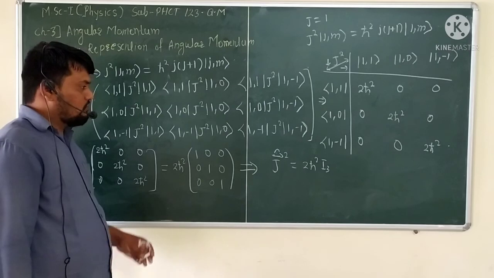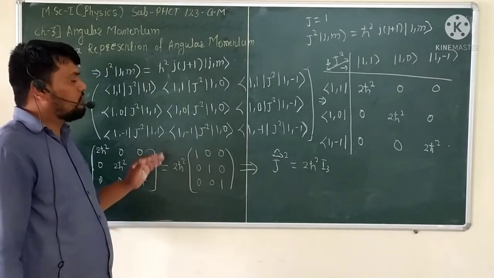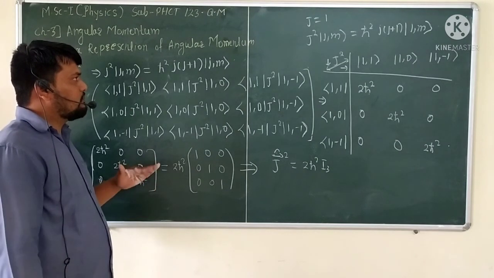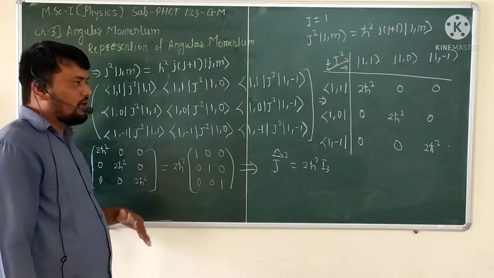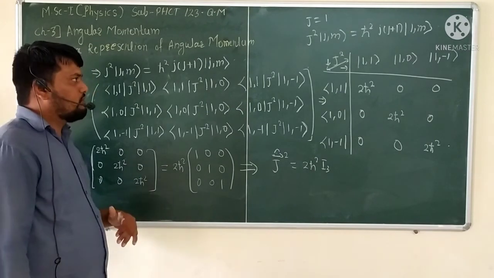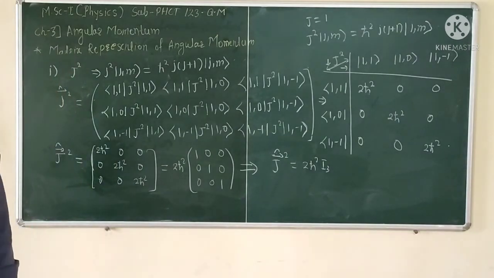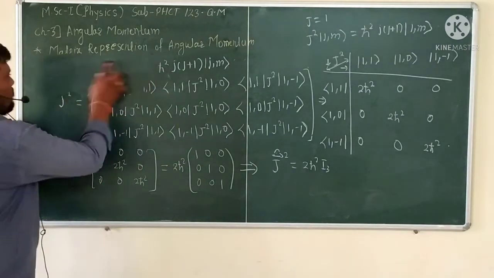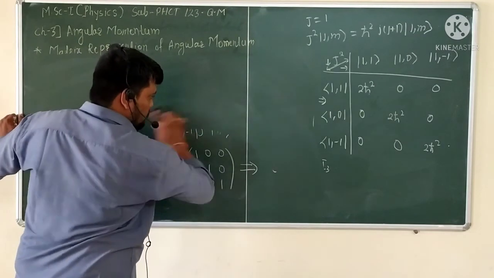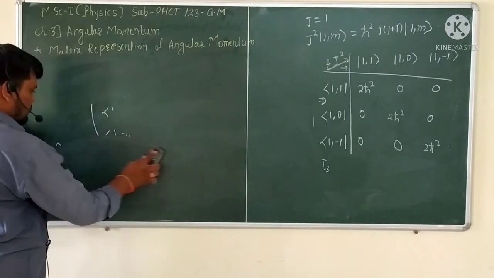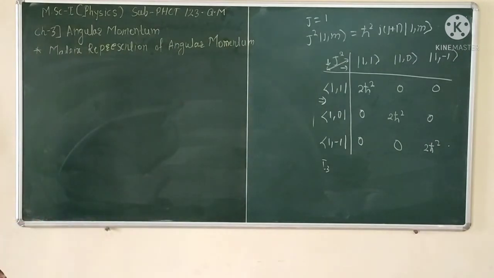Okay, so in this fashion we want to calculate the matrix representation of J square, Jx, Jy, Jz, J plus or minus. So this value is also seen in this way. Again we want to see the next relation, which is the matrix representation of Jz.